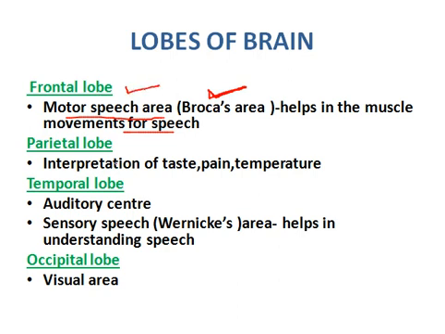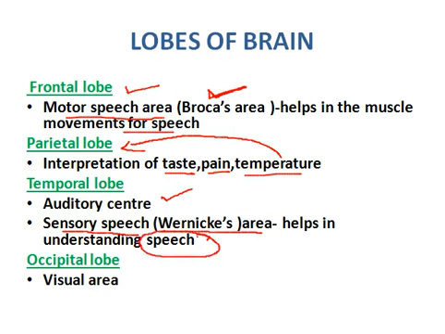Very important. Then parietal lobe will help with the interpretation of taste, pain, temperature. Okay, for temperature interpretation, parietal lobe. Then temporal lobe, very important, auditory center. It is the auditory center. Then the other important thing is sensory speech. Sensory speech is otherwise called Wernicke's area, means to understand a speech. Before I told motor speech means to speak.